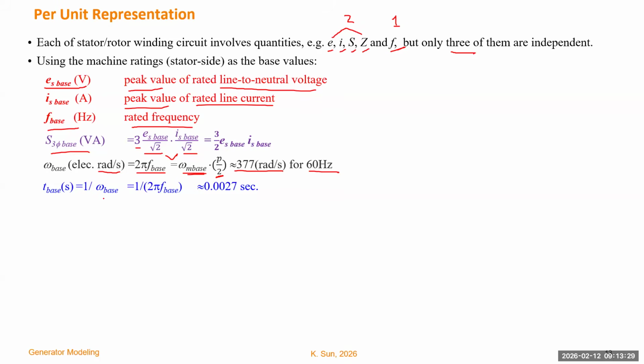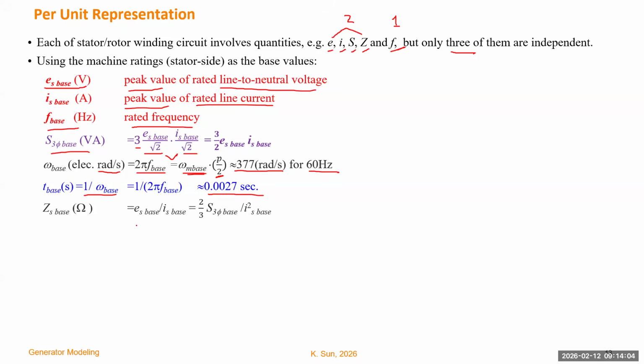Here a convention is to define 1 over speed base as the time base, which is 0.0027 second, as 1 per unit time. So if you have a time constant or any time parameter divided by this base, you will generate a number without any unit. That number will tell you the time in per unit.